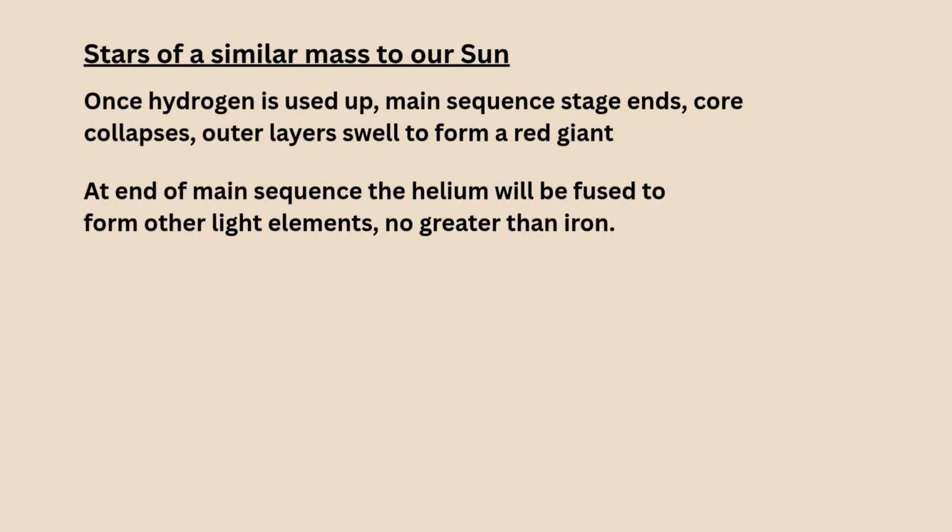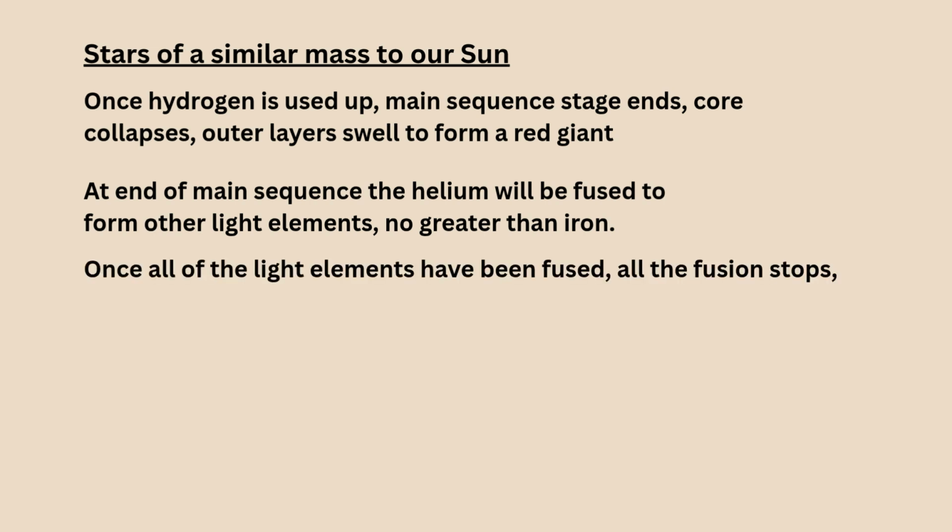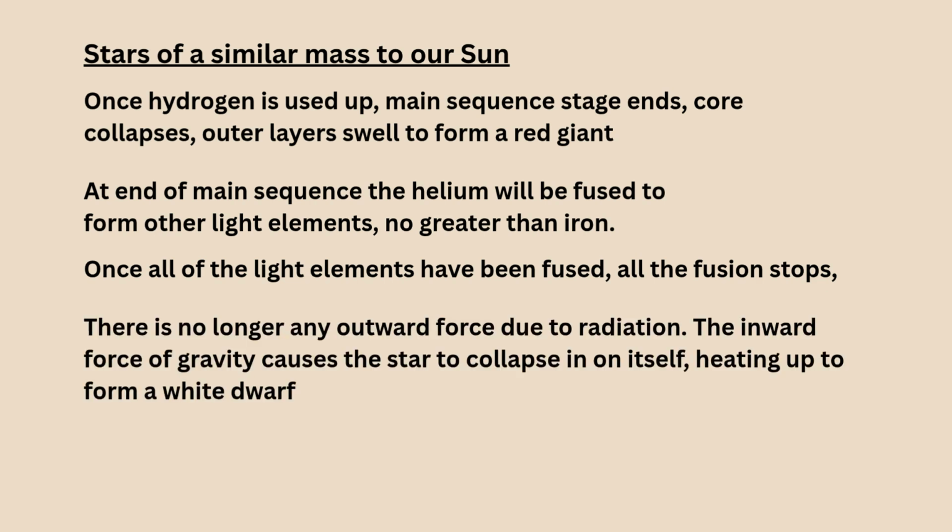At the end of the main sequence, helium will be fused to form other light elements no greater in mass than iron. And once all of the light elements have been fused, all of the fusion stops. There is no longer any outward force due to radiation. The inward force of gravity causes the star to collapse in on itself, heating up to form a white dwarf, and the white dwarf will then cool to form a black dwarf.